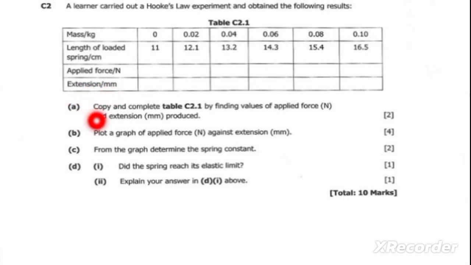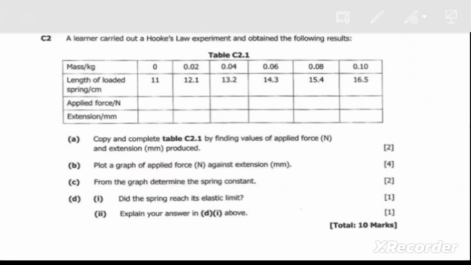The first question: copy and complete table C2.1 by finding values of applied force in newtons and extension in millimeters produced. The question is carrying 2 marks. So they want us to complete the table by finding values of applied force in newtons and extension in millimeters.